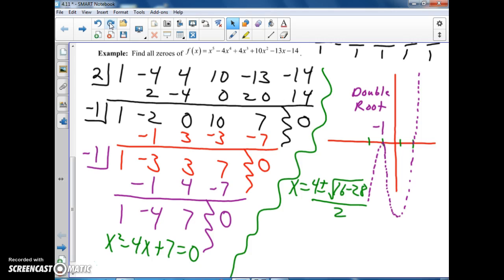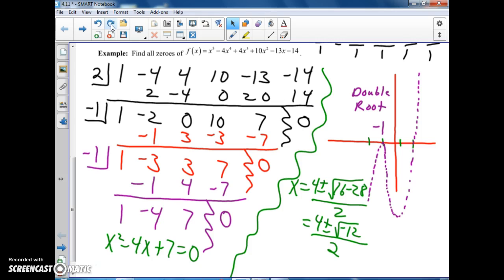So here's what we've got right now. How much is 16 minus 28? Negative 12. You got it. So we've got negative 12 over 2. Now, what are you going to get for the square root of a negative number? It's going to be imaginary. So now simplify the square root of negative 12. What's it going to be? Yeah, 2i square root of 3. It's going to be 2i square root of 3.